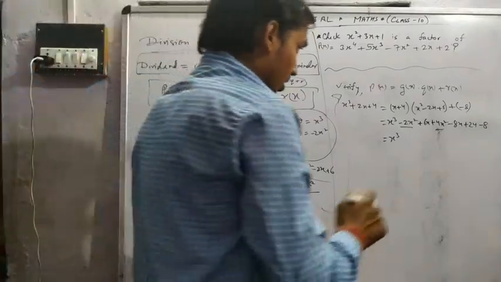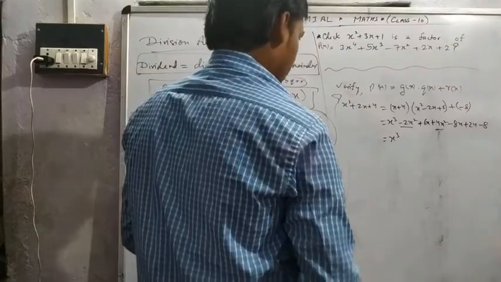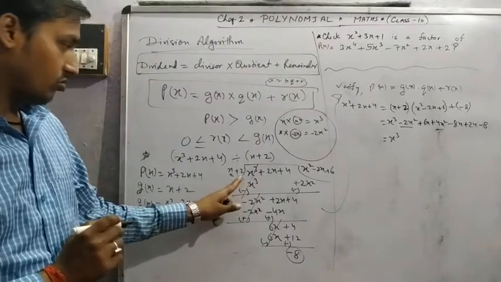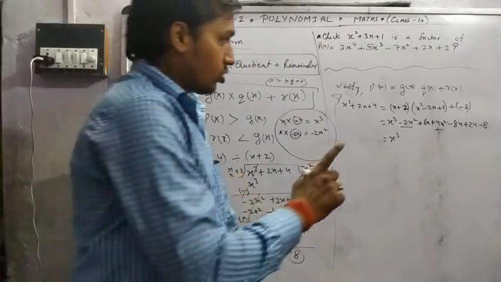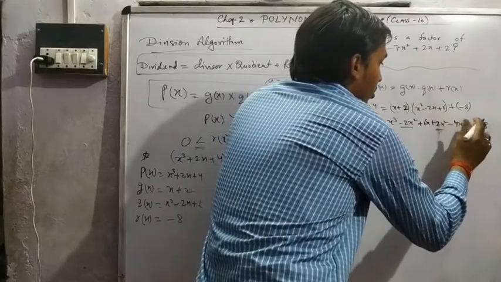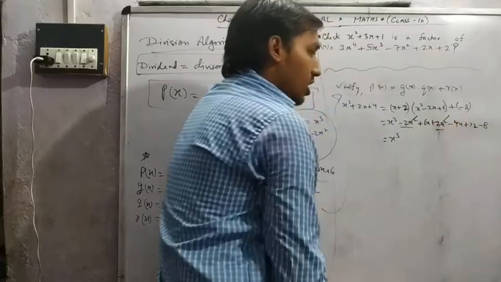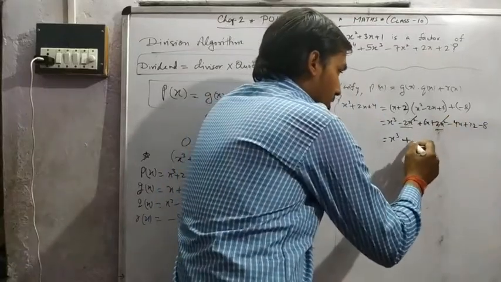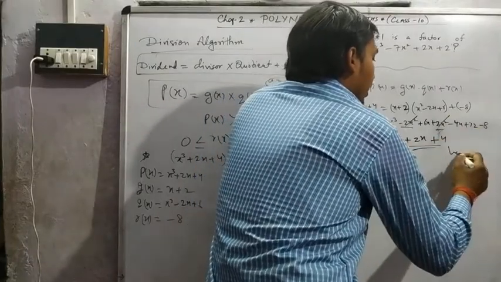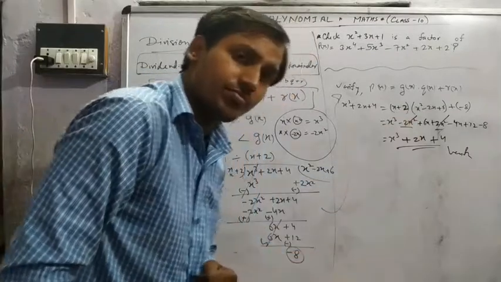I think we should check again. Sorry, it is x plus 2. Sorry, we have to write this down: x plus 2. So change the values. That is 2x square, 4, and that is 12. So 2x square cancels out. Plus 2x plus 4. That is equal, verified.